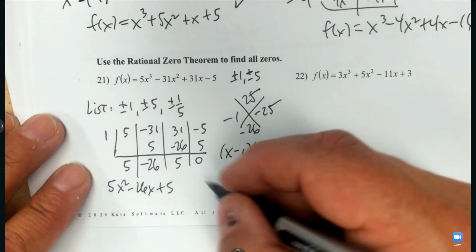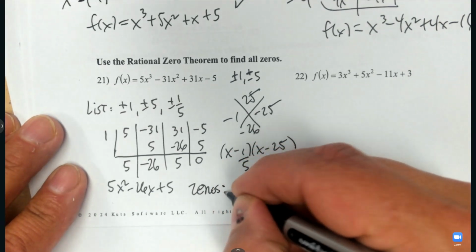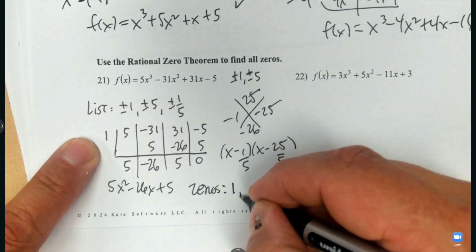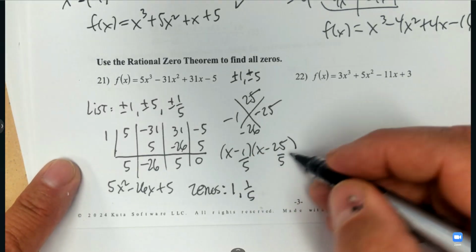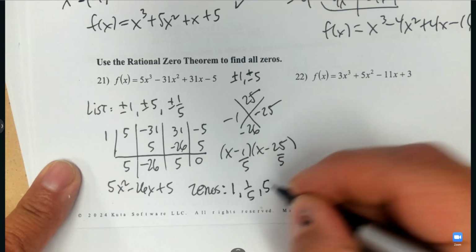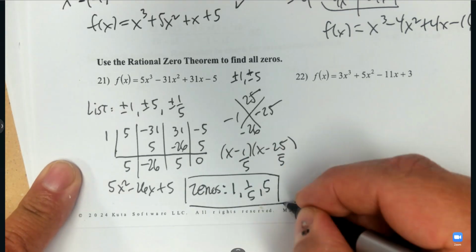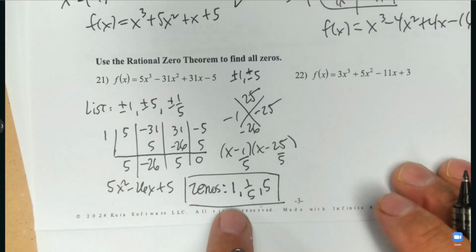So if I put this all together just to find the zeros, we have a 0 at positive 1. We have one at positive 1 over 5. And then when I divide, I have one at positive 5. And I found all the zeros. That's what my goal was.